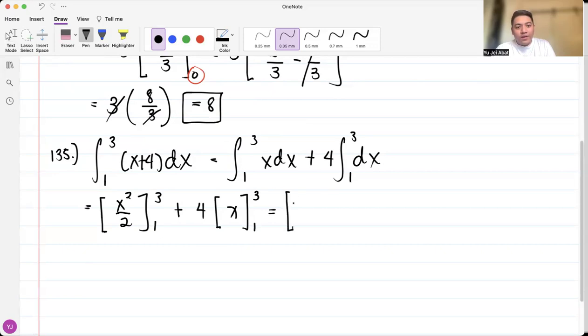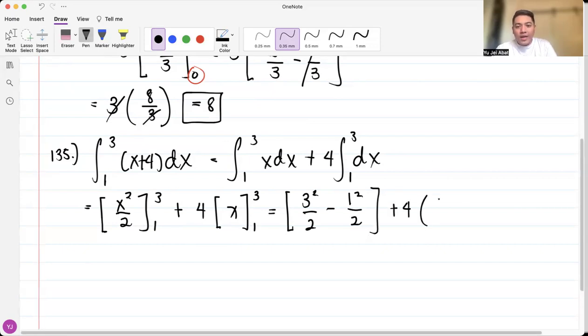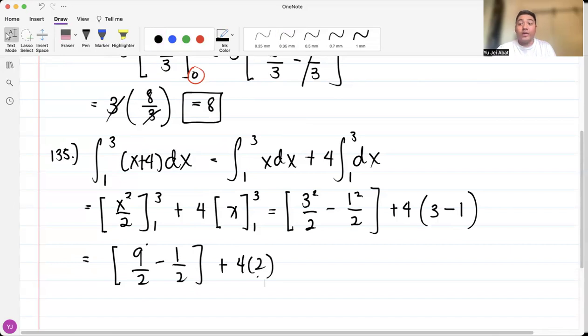So we have 3 squared all over 2 minus, evaluating this, 1 squared all over 2. That's for the first term. Plus we have 4 times x, which would be 3 minus 1. Okay? So distributing the limits, you have 3 squared all over 2, that is 9 all over 2, minus 1 squared all over 2, that's 1 all over 2. Then we have plus 4 times 3 minus 1, which is 2.